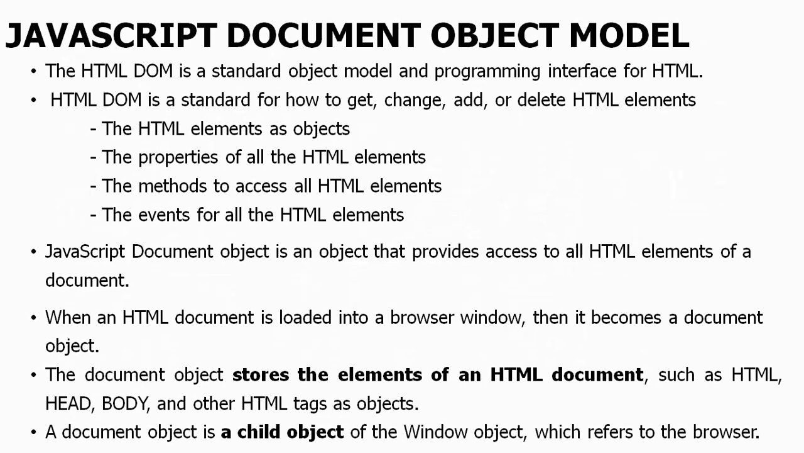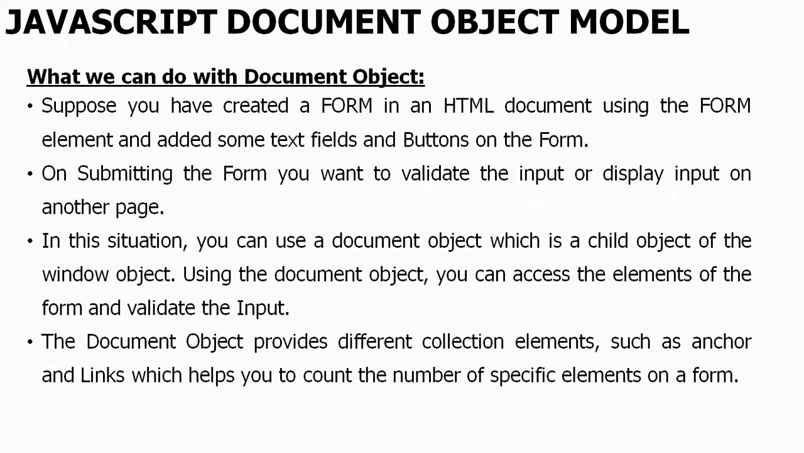JavaScript's document object is an object that provides access to all HTML elements of a document. When an HTML document is loaded into a browser window, it becomes a document object. The document object stores the elements of the HTML document, such as the HTML head, body and other HTML tags, as objects. The document object is a child object of the window object, which refers to the browser.